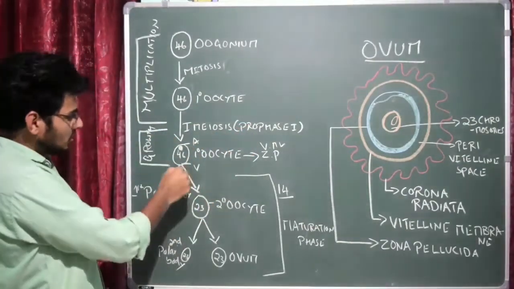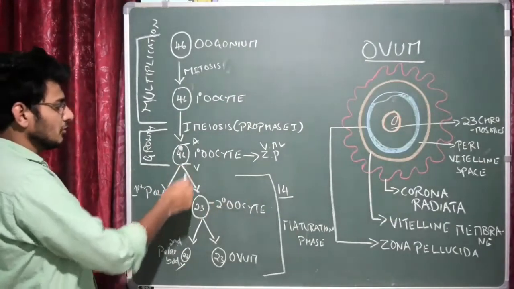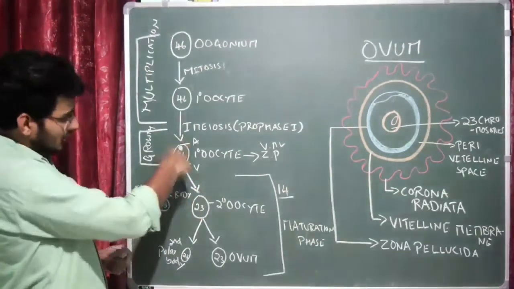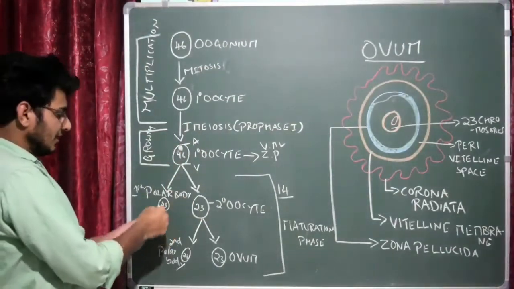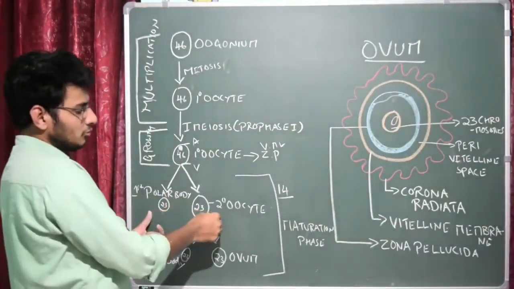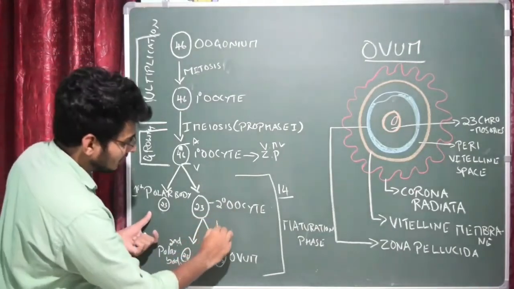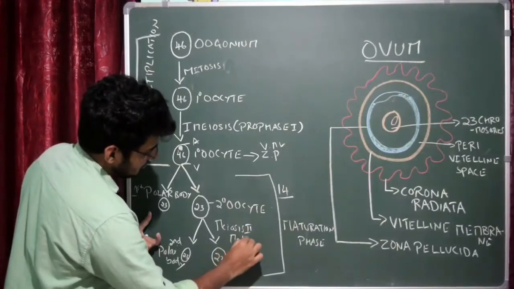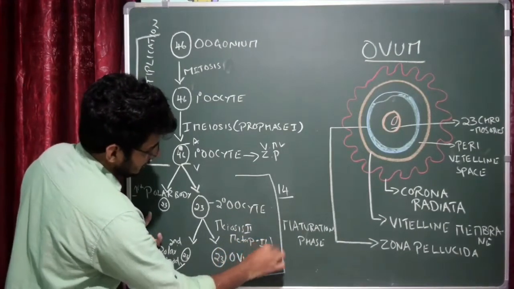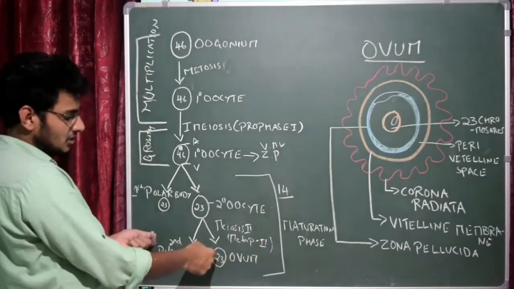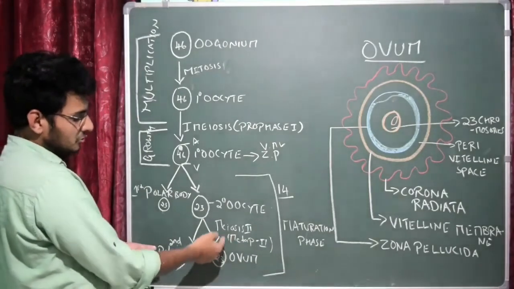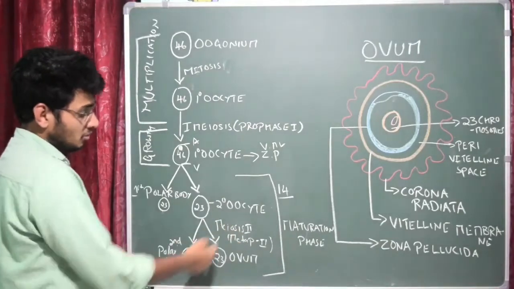In the maturation phase, the primary oocyte, which is arrested in the first meiosis, produces two cells: the first polar body and the secondary oocyte. The secondary oocyte now enters meiosis 2, arrested at metaphase 2. Before it is released from the ruptured Graafian follicle, that secondary oocyte is arrested in meiosis 2, metaphase 2.